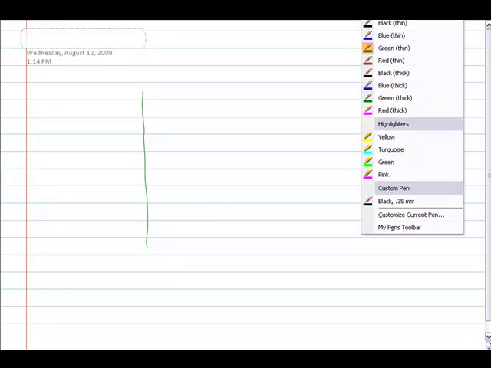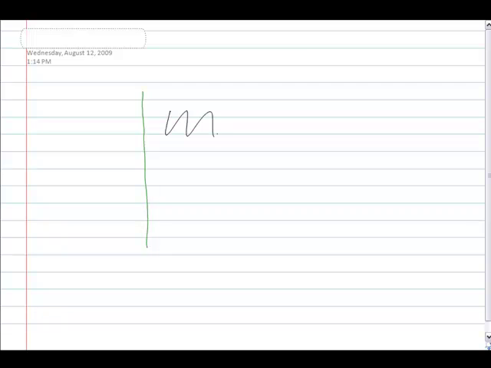The two-dimensional coordinate plane consists, oh come on, I don't want green. How's that look? Yeah, that's better.